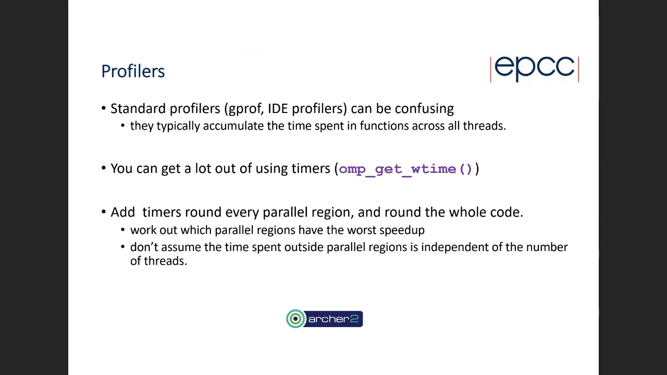In terms of profilers, it's a bit tricky with parallel code, with shared memory code. Your standard profilers, things like gprof or what you get in your favorite IDE, can be pretty confusing because they typically just accumulate the time spent in functions across all threads. So you can't tell from basic profiling if some threads are spending longer in a given function than others.